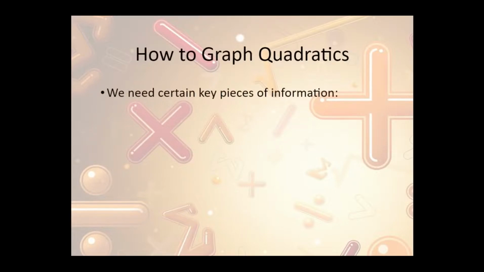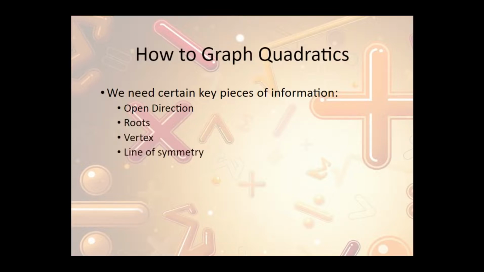Well, we need certain key pieces of information. The first one is, what direction does it open? So is it starting by going down and then coming back up, or is it starting by going up and then coming back down? So we need to know which direction it opens. We need to know the roots. So where does it cross the x-axis? We need to know the vertex.